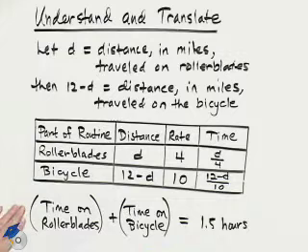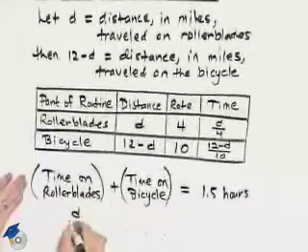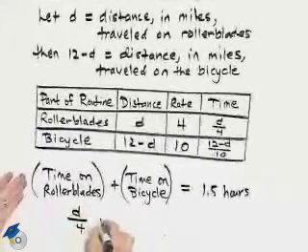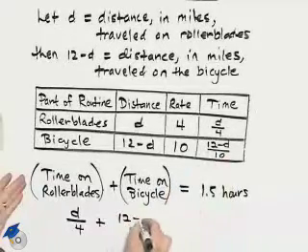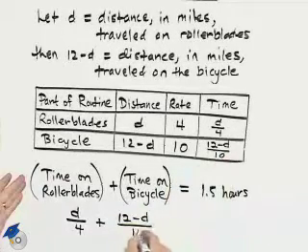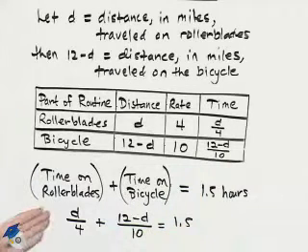So now I can use my equation form based on information given in the problem that the total time exercised was 1.5 hours. So the time on rollerblades, which is D over 4, plus the time on the bicycle, which is (12 minus D) over 10, is equal to 1.5. We will use this equation to solve the problem.